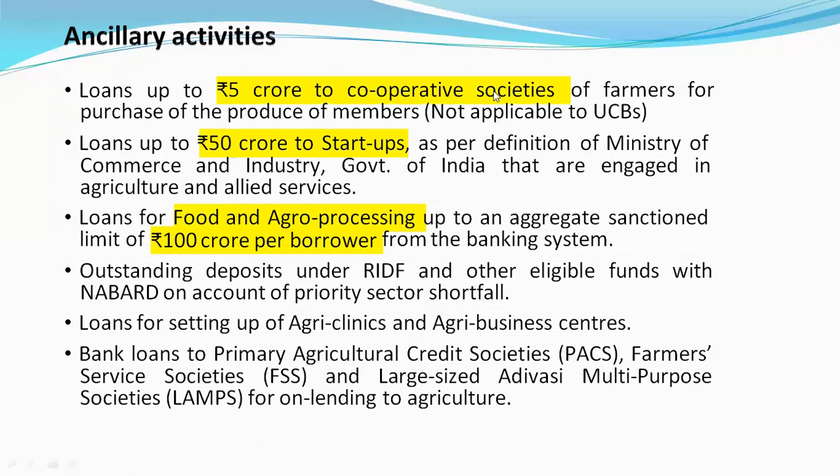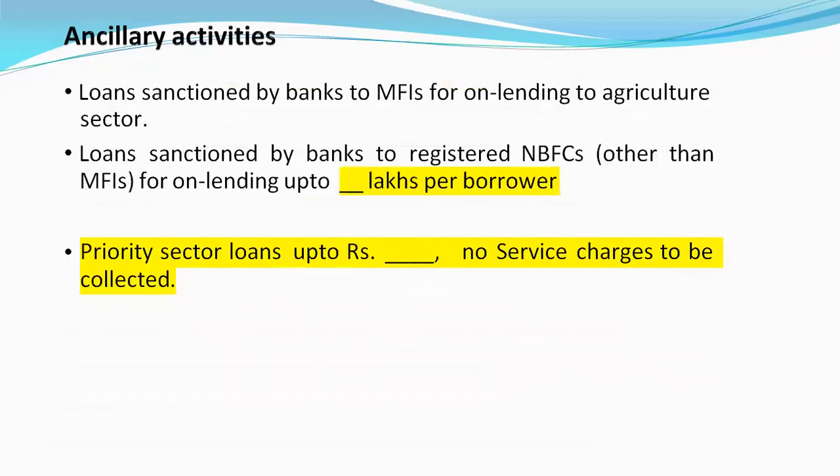So friends, to cooperative societies, up to 5 crore loan will come in priority sector. And for startups, this question we have already discussed. For startups, up to 50 crore loan given to startups will come in priority sector lending. Okay, so now this question is also related to ancillary activities.